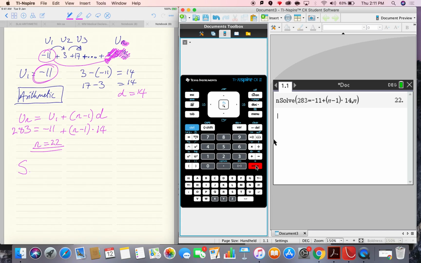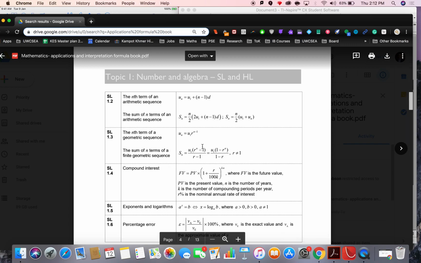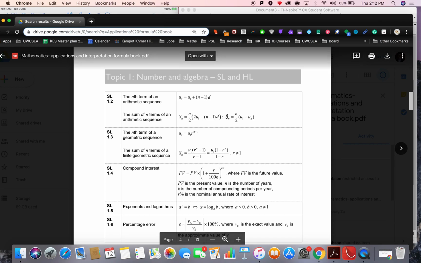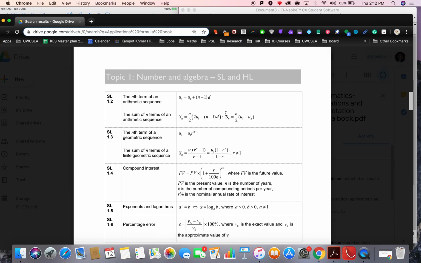So now the sum formula. Well, there's two formulas. Let's just go and have a look at the formula sheet. This is the sum of arithmetic. Here we go. There's two different formulas you can choose. You choose the one that's most appropriate. For the second one, do I know n, the number of terms? Yeah, it's 22. Do I know the first term? Yeah, it's negative 11. Do I know the u of n term? Yeah. The last term is the 283. Okay, so I could use this one. Could I use the first one? Do I know n? Yes. u1, yes. n, yes. d. So I can use either formula.